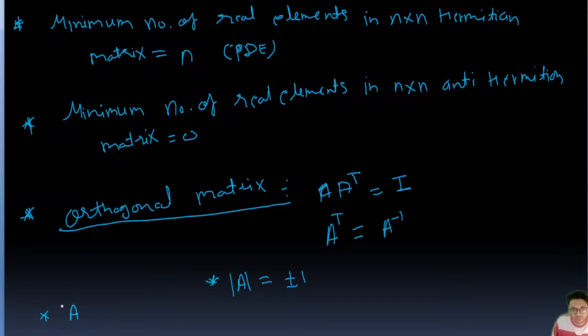Determinant of A should be of unit modulus. Okay, unit modulus. So determinant of A should be unit modulus, means determinant of A will be either 1 or minus 1. Okay, so it should be of unit modulus.